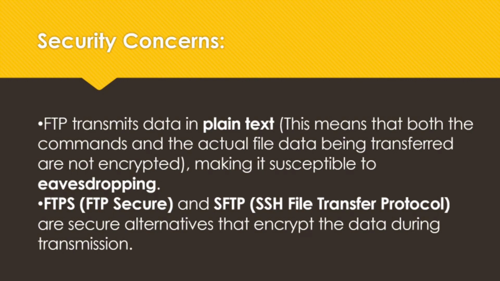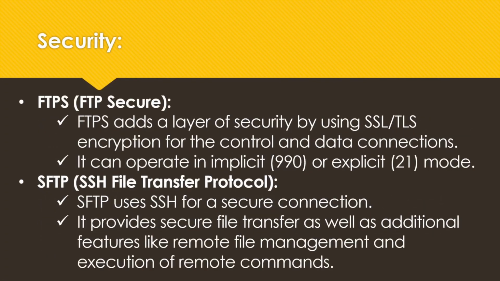Just like in the HTTP protocol, we have some versions of the FTP protocol that are encrypted. Starting with the FTPS protocol, that is File Transfer Protocol Secure. FTPS adds a layer of security by using SSL or TLS encryption for control and data connections. It can operate in implicit or explicit mode. An alternative to the FTPS protocol is SFTP, that is Secure Shell File Transfer Protocol. SFTP uses SSH for a secure connection. It provides secure file transfer as well as additional features like remote file management and execution of remote commands.